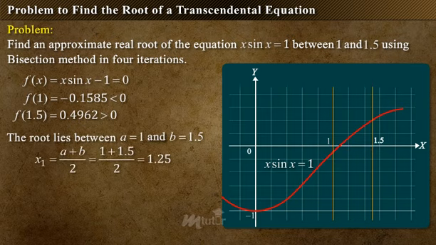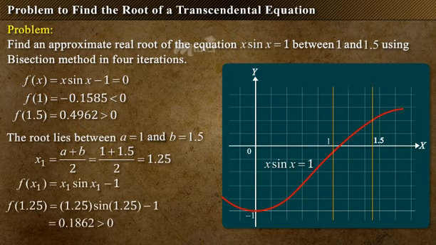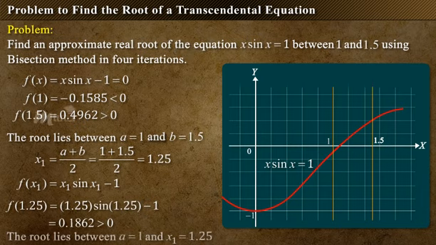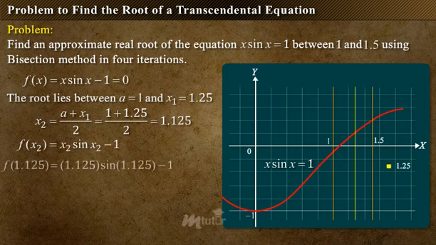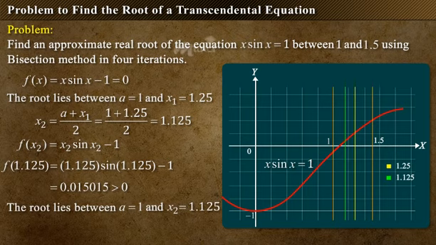Now, we can find the value of x1 as given on the screen. And the value of f of x1 is 0.1862, which is greater than 0. Therefore, the root lies between 1 and 1.25. The second approximation of the root x2 is, and the value of f of x2 is displayed on the screen, which is greater than 0. Therefore, the root lies between 1 and 1.125.